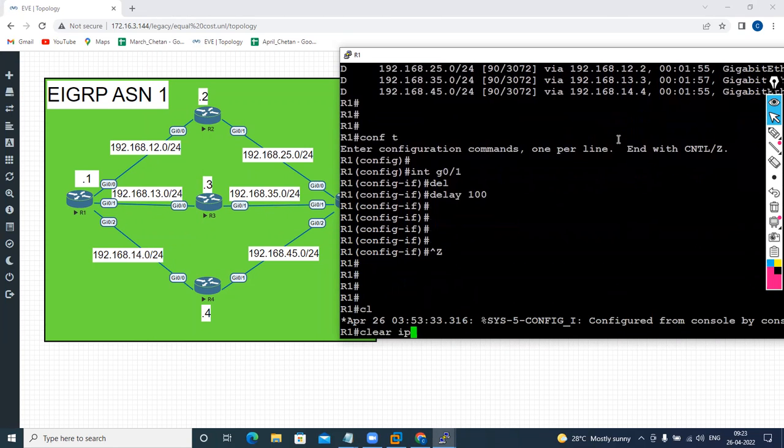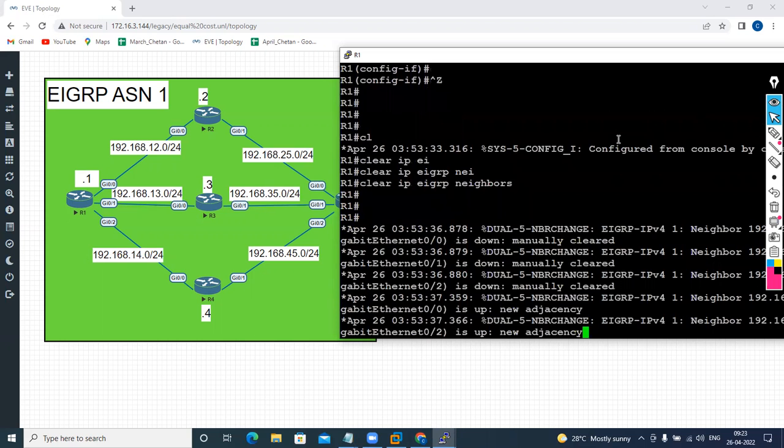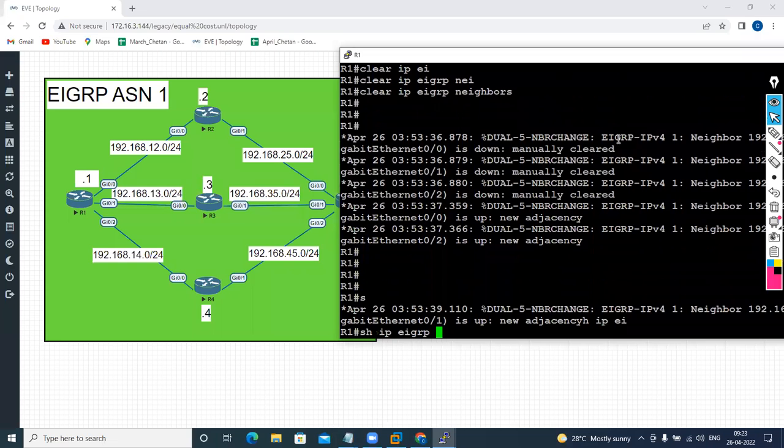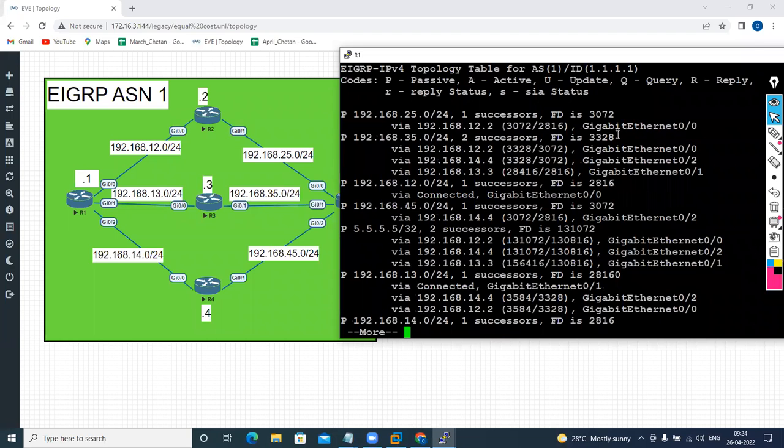So now clear IP EIGRP neighbors. Once cleared, go and check the topology table. Show IP EIGRP topology. Now concentrate here. Can you see what it is saying? I have only 2 successors. So what are the 2 successors? 12.2 and 14.4. So by default, it will take 2 paths to load balance.